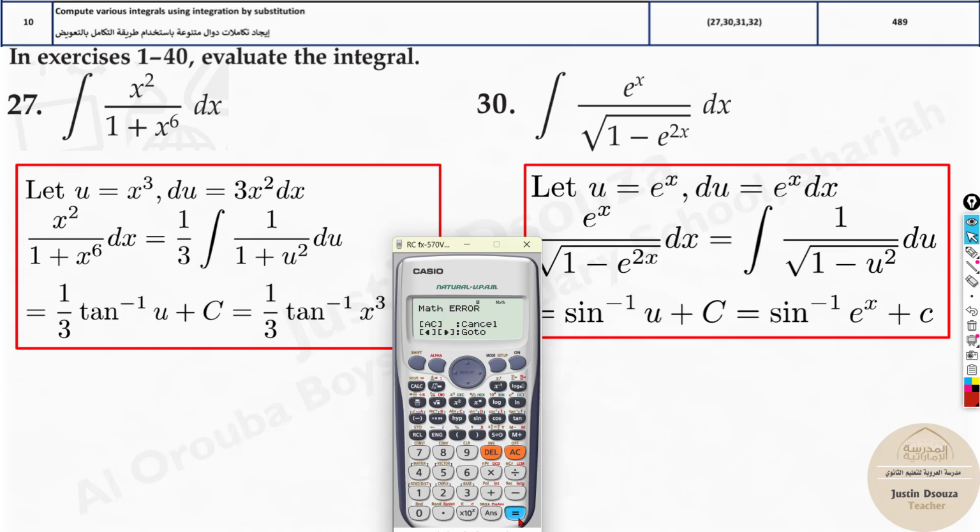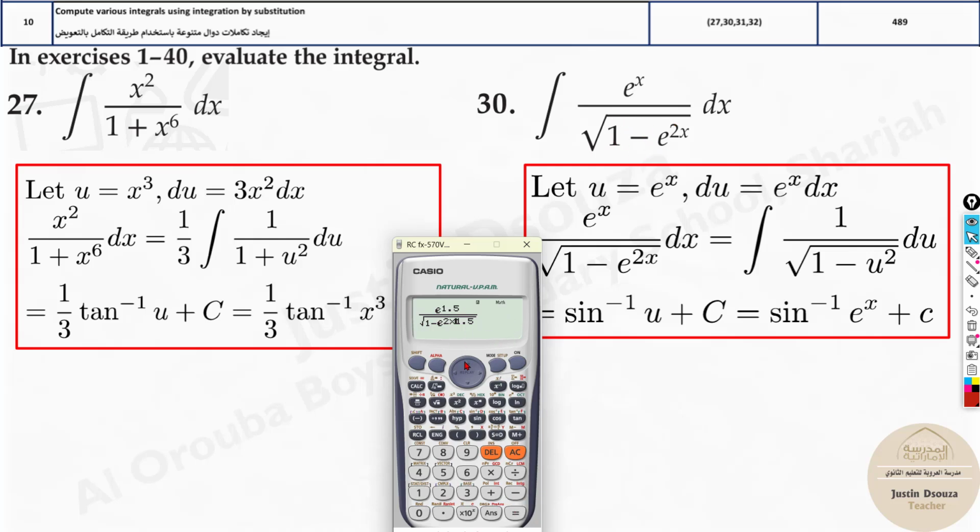Everything is typed in. Now write this value. See, it's not working. You get an error, and if it doesn't work over here, it doesn't work there either. Why it doesn't work is because of the square root. Here it's 1 minus e to the power 2x. If I put a value bigger than 1, it's going to give me an error, because inside the square root will be an imaginary number.